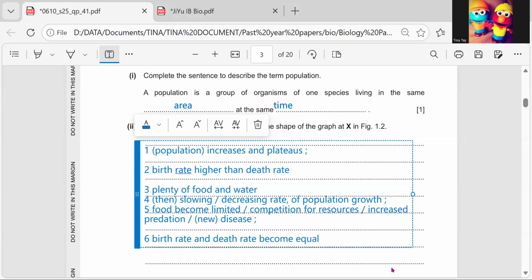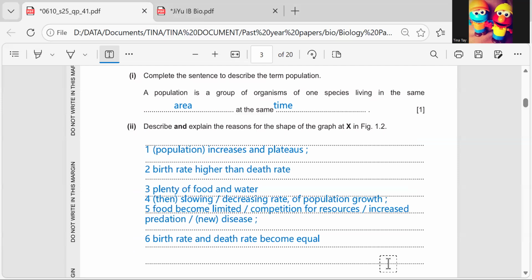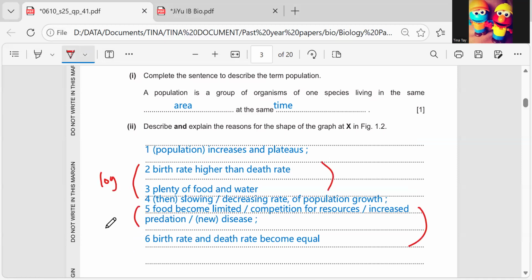So they usually won't ask you one kind of rate. They will either ask you log and stationary, or log and dead, or log and stationary and dead. If it's log, stationary and dead, it's 3 marks. Okay, so this first part here is talking about log, and then here is talking about stationary.